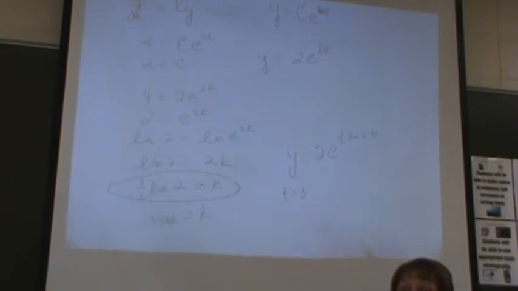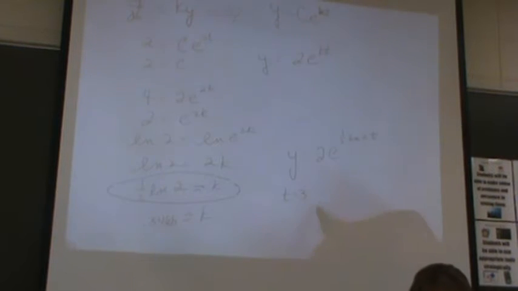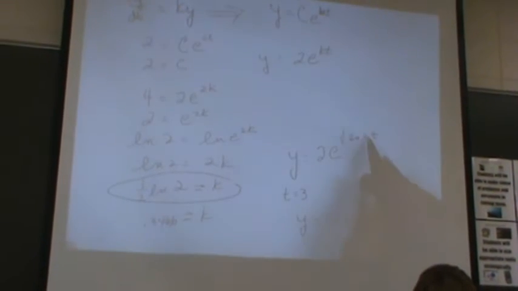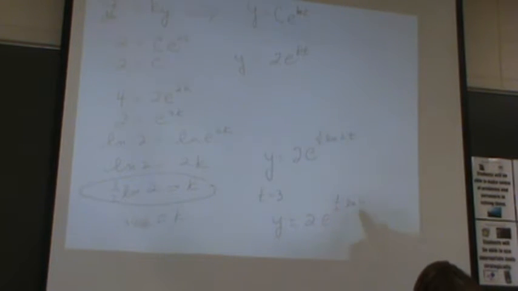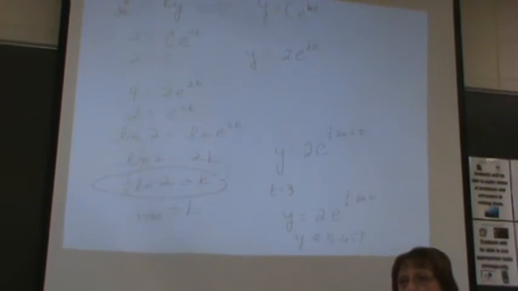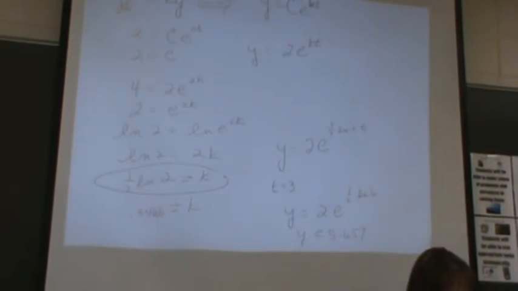The question asked us, what happens when t is 3? So we can now calculate that. We're going to have 2 e to the 1/2 ln 2 times 3, which is 6, and that is approximately 5.657. So we can find that at any point in time. Questions on that?